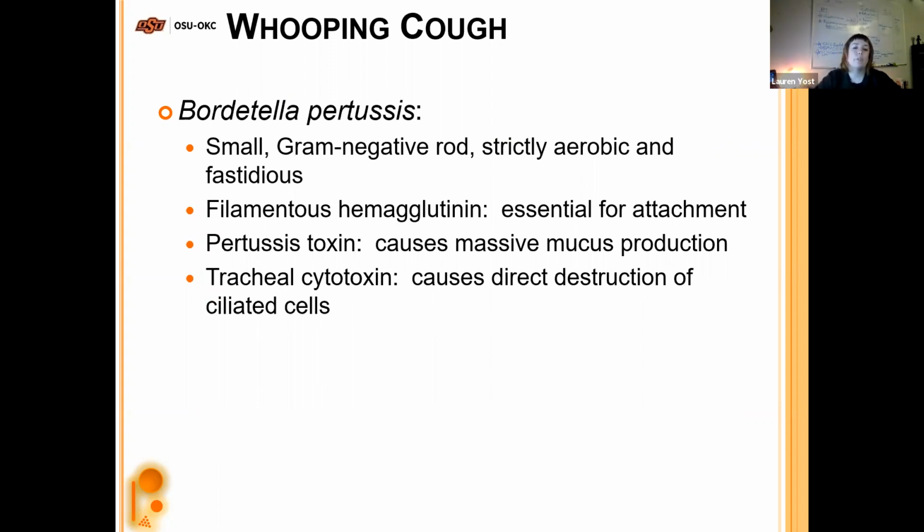So it has something called filamentous hemagglutinin that is essential for attachment to the host's cells to cause the infection. Then we have the pertussis toxin itself that causes massive mucus production, and the tracheal cytotoxin causing the direct destruction of the ciliated cells. All of that is just the perfect storm for excessive, extreme amounts of coughing.